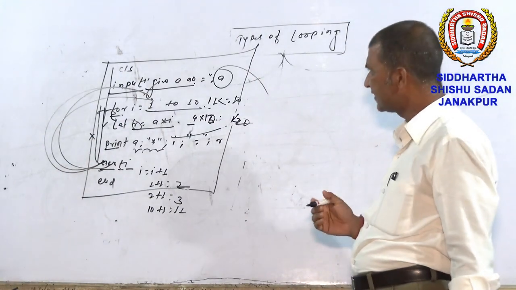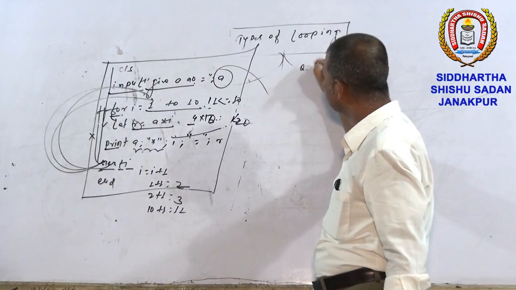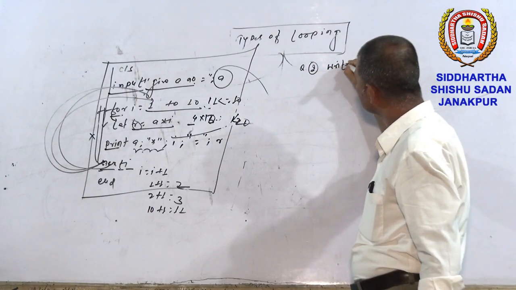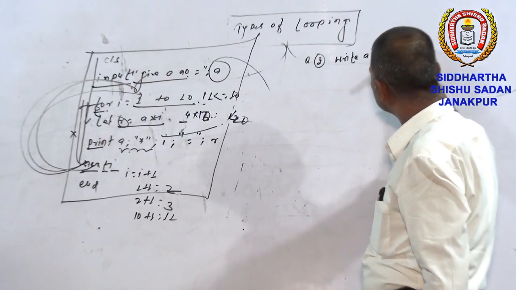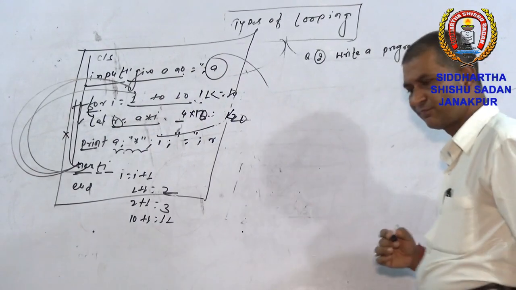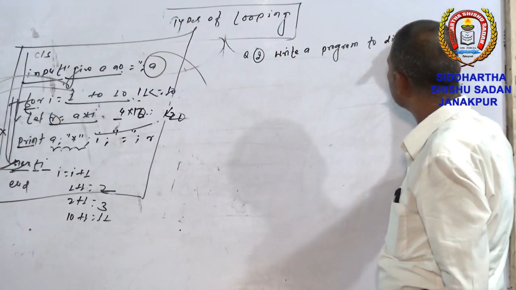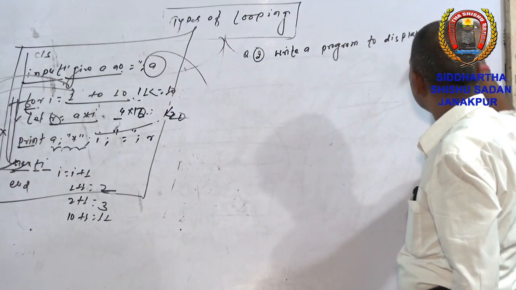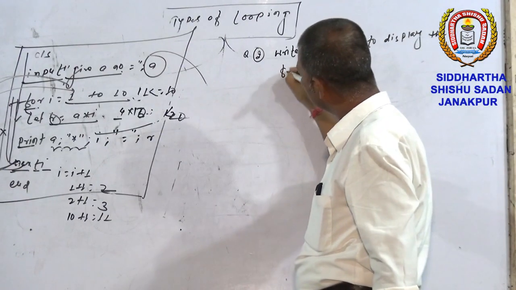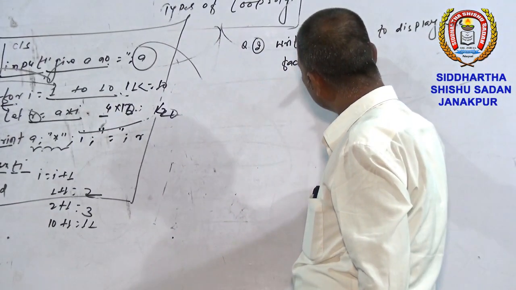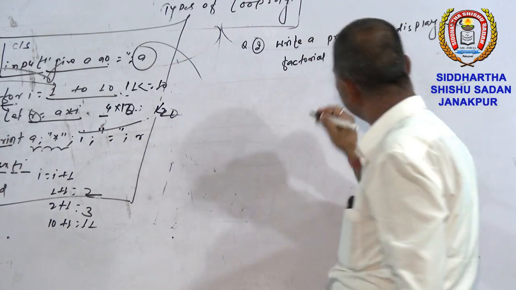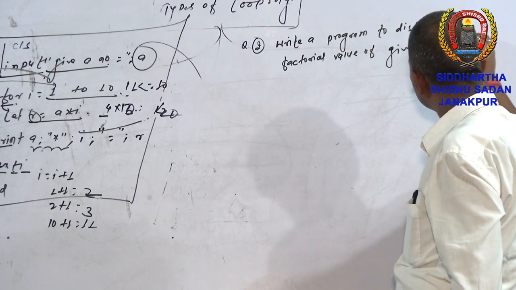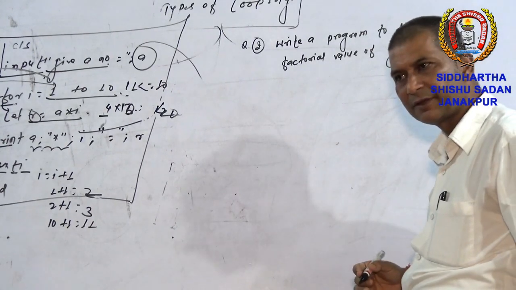Write down the question. Question number two. Write a program to display the factorial value of a given number.